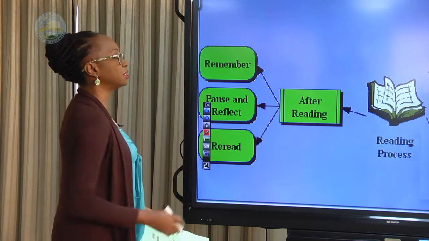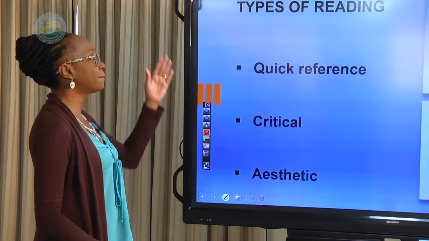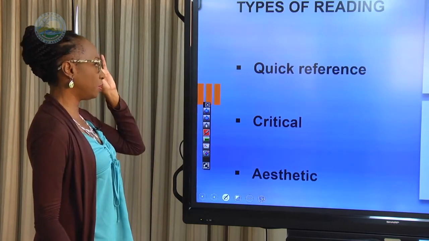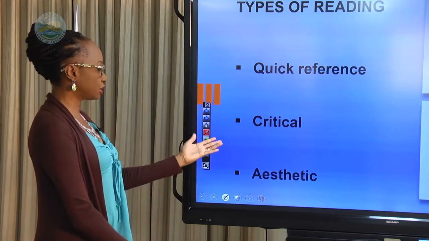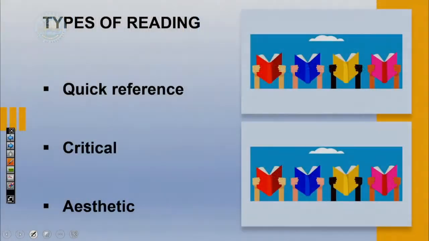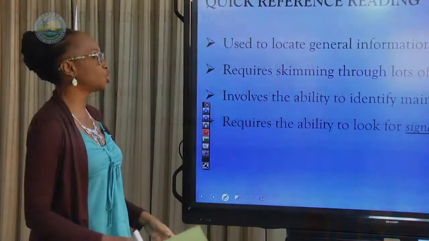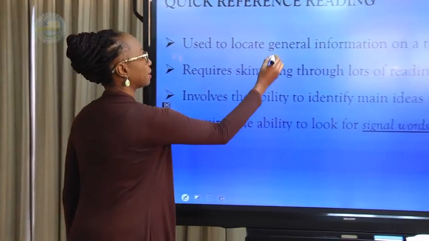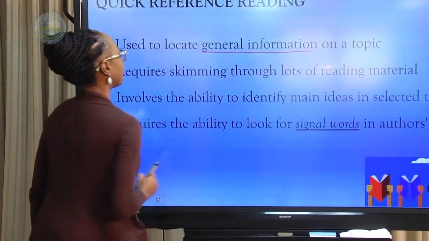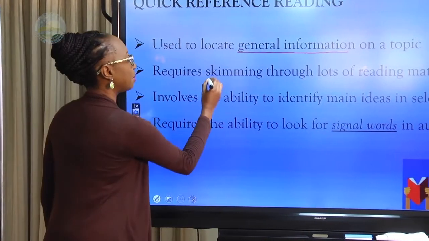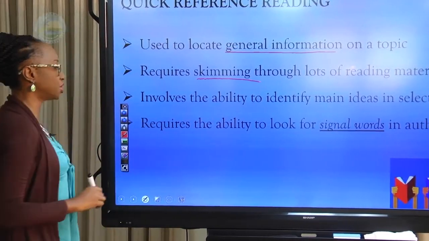So we have different reasons for reading. And three main types of reading would be our quick reference reading, critical, or aesthetic reading. Quick reference reading, and many of you as students, and once you're in an academic environment, you need to know how to do quick reference reading. Because this is used to locate general information on a topic.